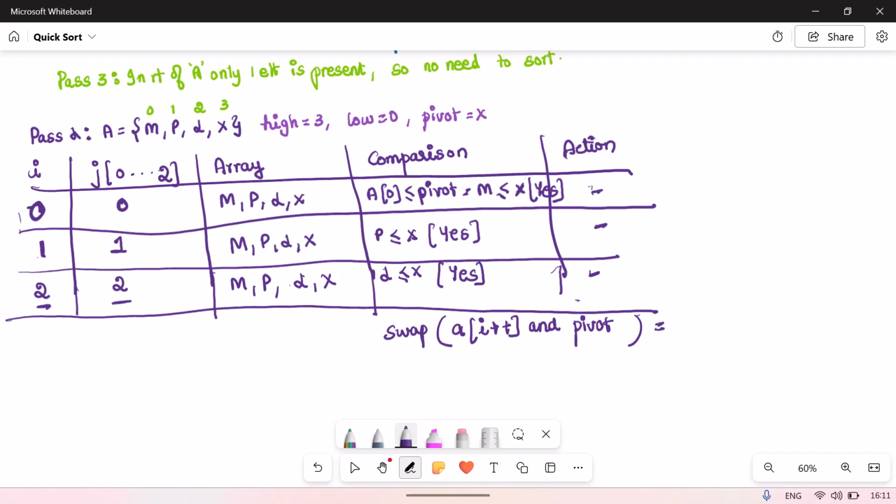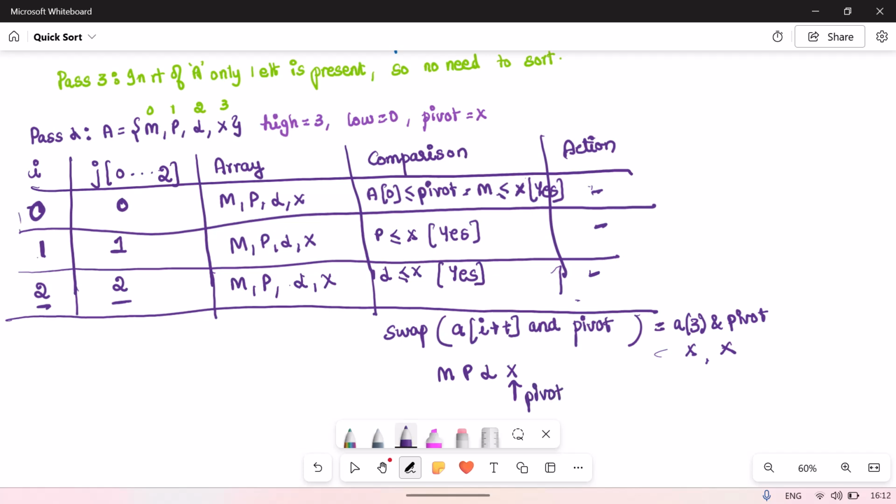Okay, so it will be A of 3 and pivot. See, A of 3 is how much? X. Pivot is what? X. So when I exchange these two, the elements will still remain the same. P, M, P, L, X. This will be the pivot.